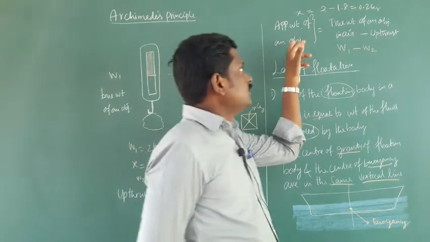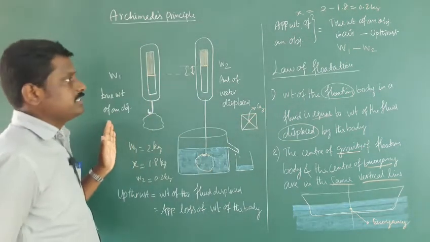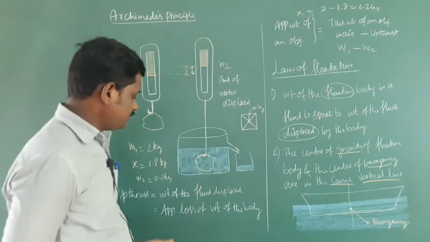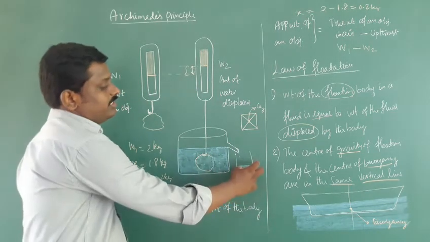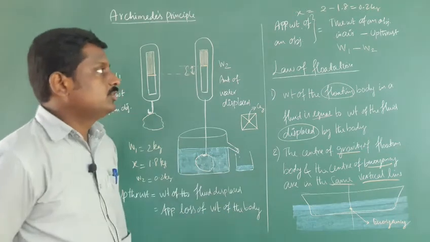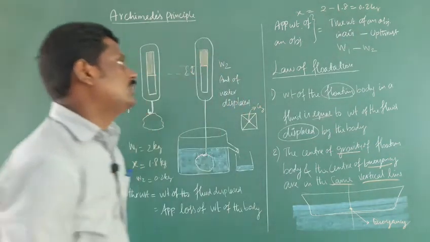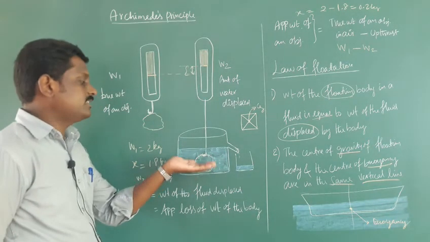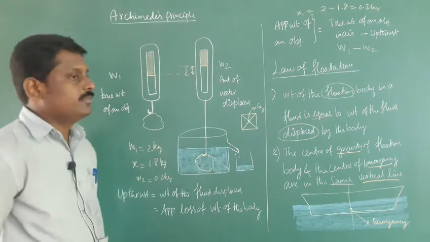The apparent weight of an object, that is, its weight inside the fluid, is equal to the true weight of the object in air, W1, minus the upthrust. The upthrust equals the weight of the fluid displaced, W2. So 2 minus 1.8 gives 0.2 kg, that is 200 gram. So 200 gram of weight is lost by the object when it is placed inside the water. That is Archimedes principle.